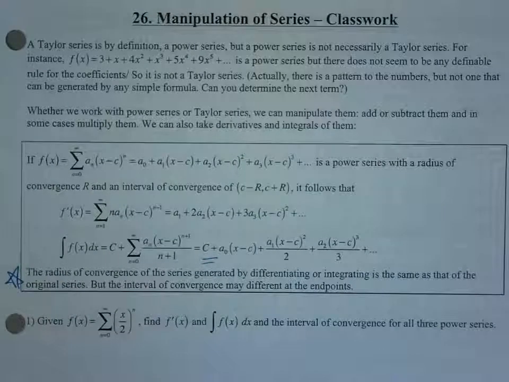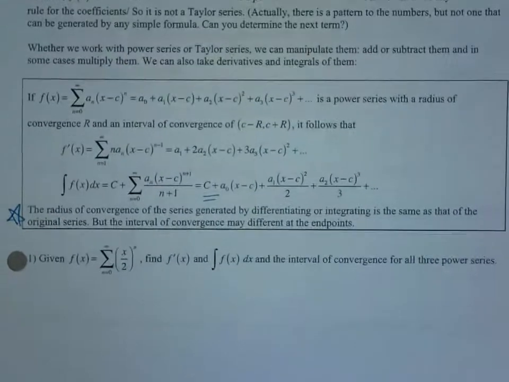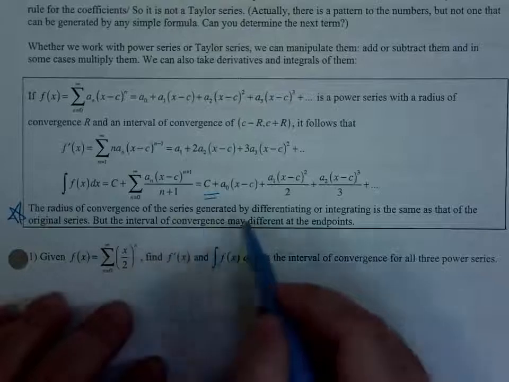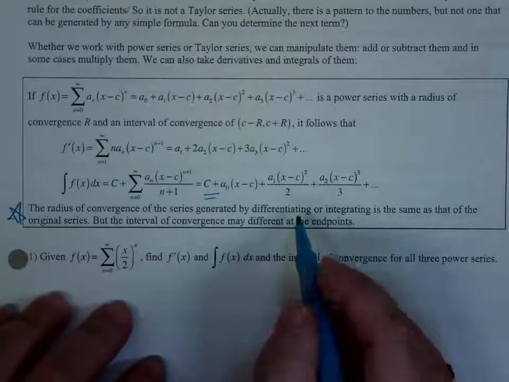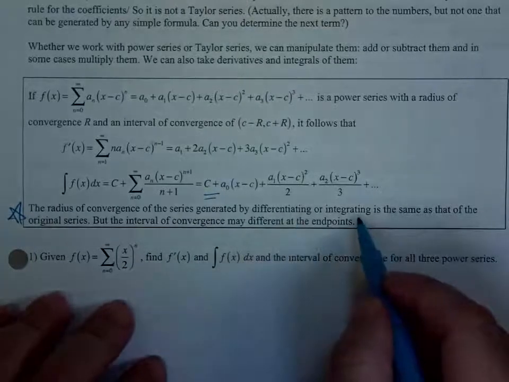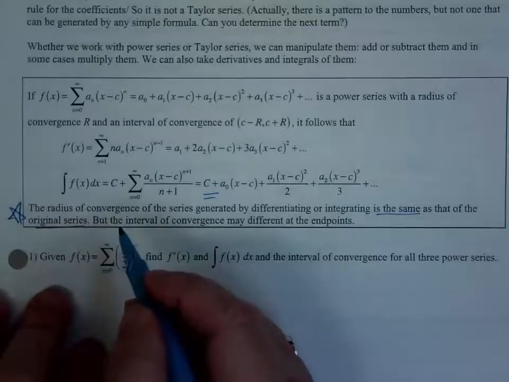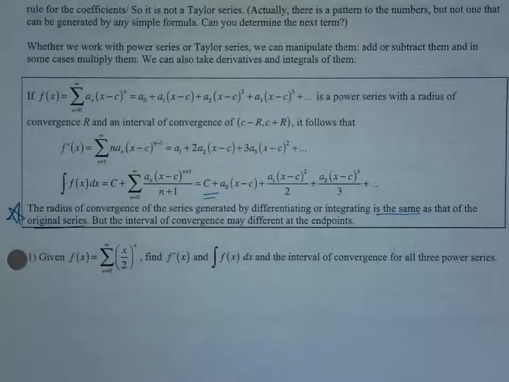Now, this is huge, because when I did this the first time, I did it the long way, and I'm about to show you the short way. I'm so glad I noticed this. It says the radius of convergence, which is capital R, of the series generated by differentiating, taking the derivative, or integrating, is the same as that of the original. So in other words, as soon as you do it for the original equation, those two numbers at the end of the interval are the same for the derivative and for the integral.